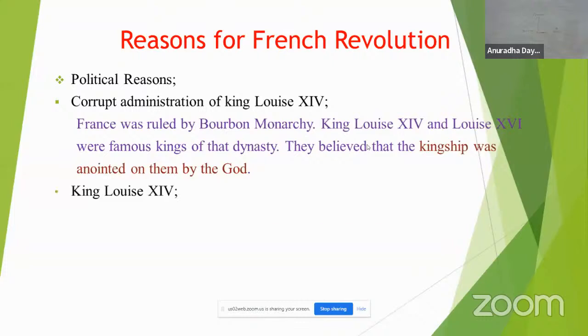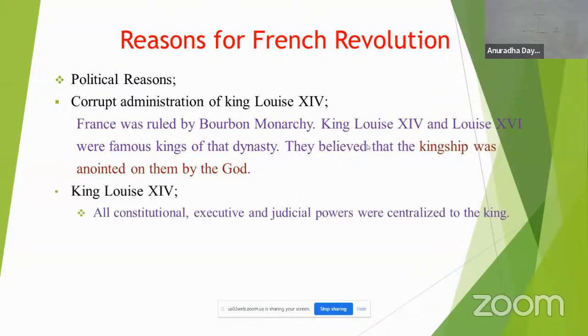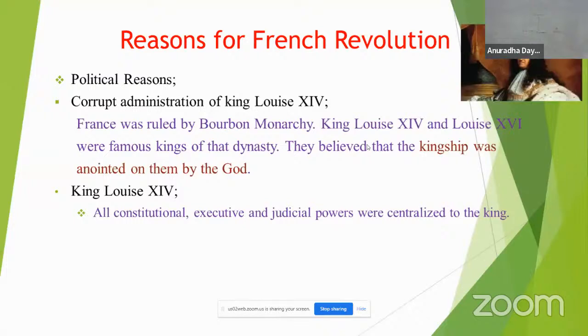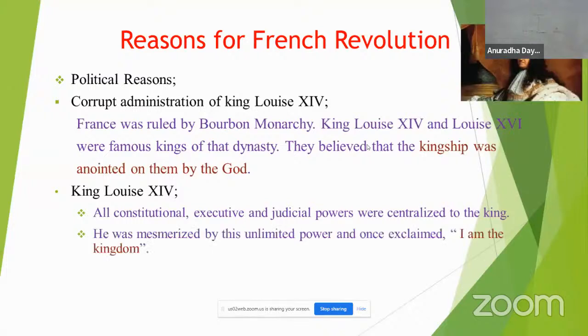And under Louis XIV, all constitutional, executive, and judicial powers were centralized up to the king. So he centralized all the powers, not given to anyone. And even judicial powers, he is the head of the judiciary. He is arresting anyone he likes. That means all his opponents were arrested and kept in a special prison. And this is King Louis XIV. So you can see King Louis XIV there.